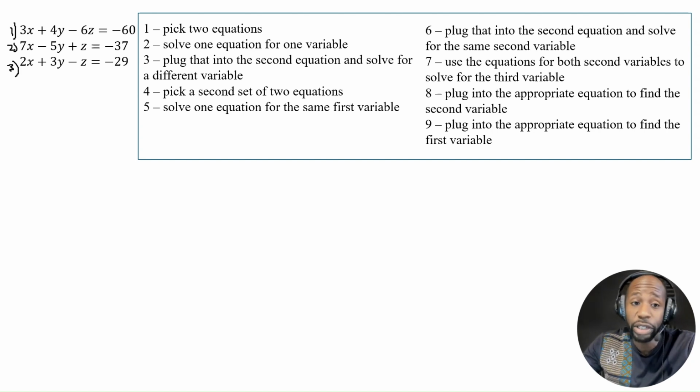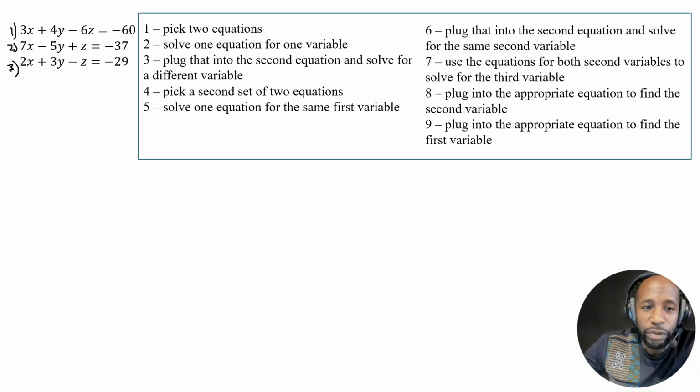I could have picked the first and the third, or the second and the third, but I'm just going to pick the first two. We're going to solve one equation for one variable. So since I'm picking equations one and two, I'm going to solve number two for z because that's pretty easy to solve for.